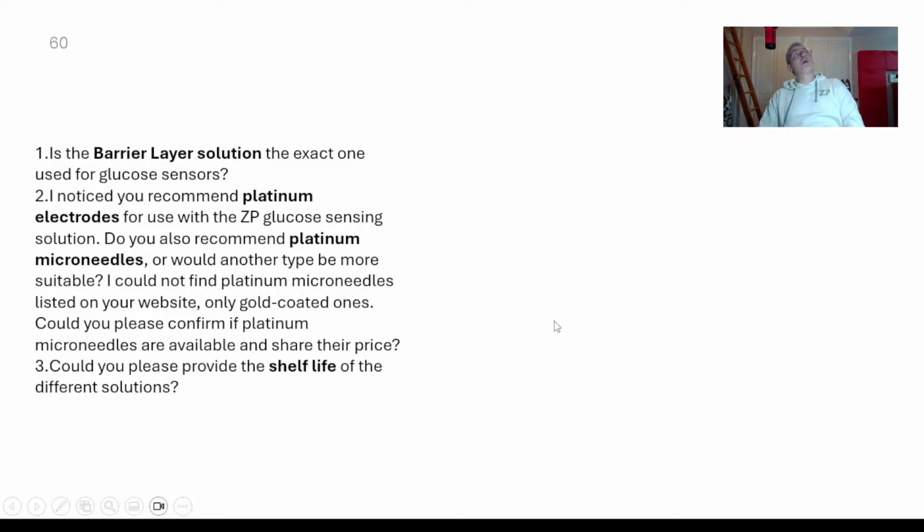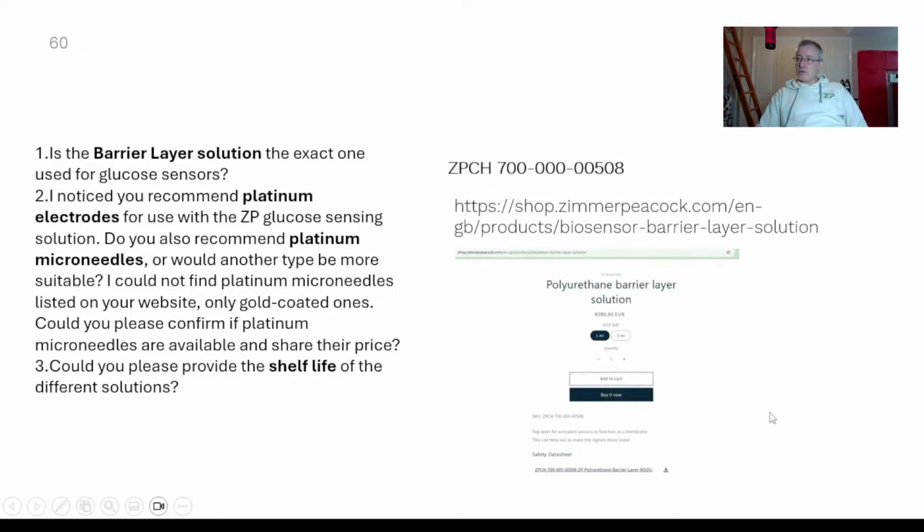And we don't do a platinum microneedle, we only do a gold microneedle, but you can use gold also for the detection of hydrogen peroxide, so it will work with these solutions. The shelf life of these different solutions, I did look, and I must admit, this barrier layer, this polyurethane, in fact, it lasts for years, but I do agree that we don't actually have it in the data sheet.